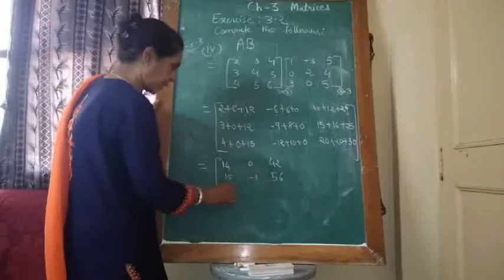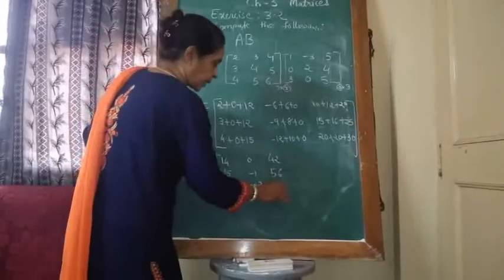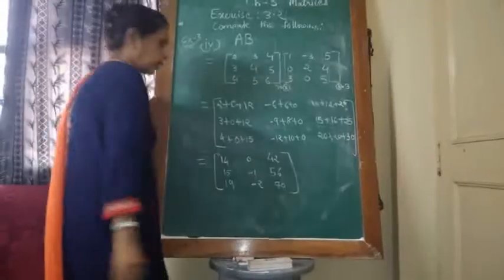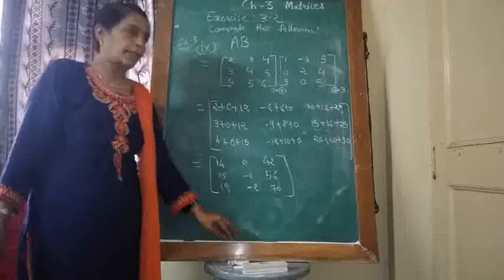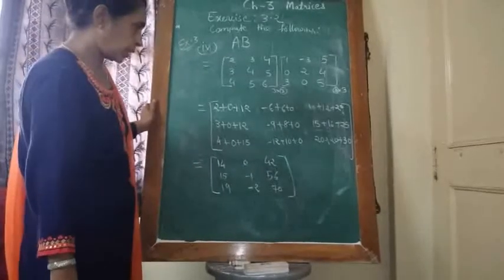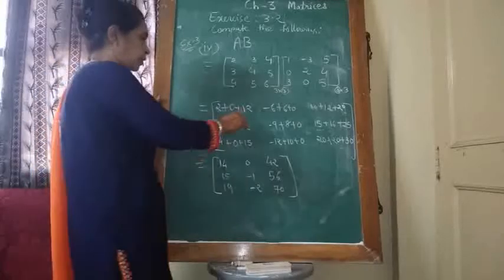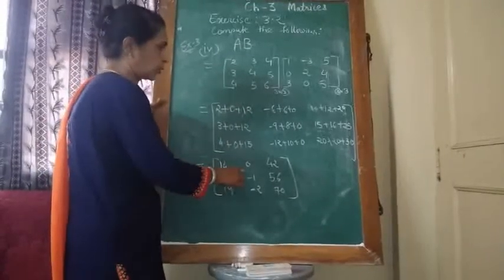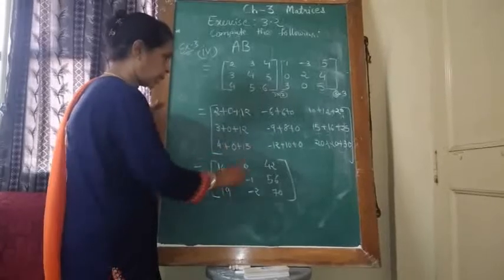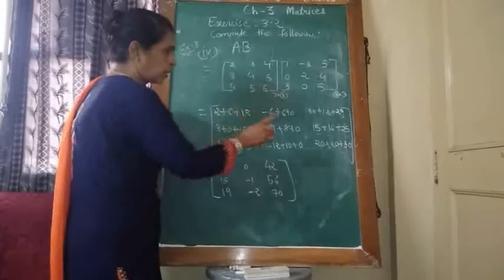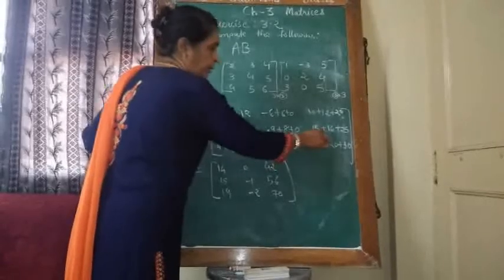15 plus 4, 19. Minus 2. 40 plus 30, 70. So this way I have to find the product of two matrices. Again you check whether you have written correctly or not. 14, 0, 20, 30, 40, 42, 15, minus 1, 25 plus 5, 30 plus 10, 40, 40 plus 16.